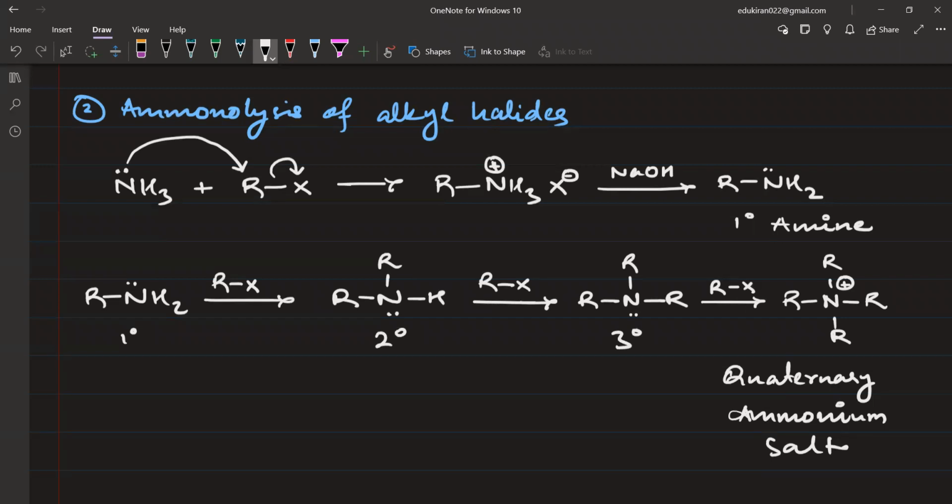Why? Because if I take ammonia and alkyl halide, then the 1 degree amine that is being formed will react with alkyl halide once again to form 2 degree. Then again it will form 3 degree, and again it will form 4 degree. So I'll write a note here. This is not a preferred method of preparation of amines.